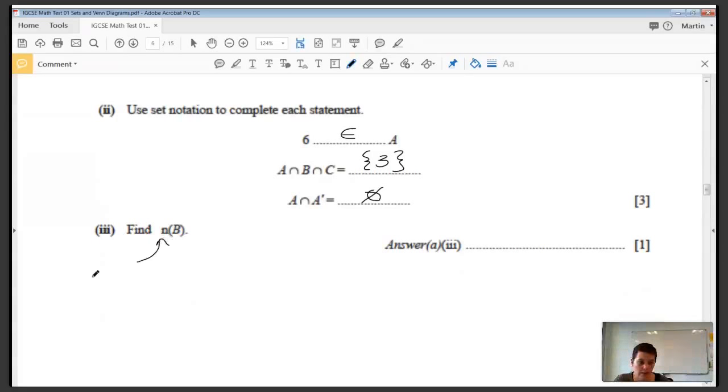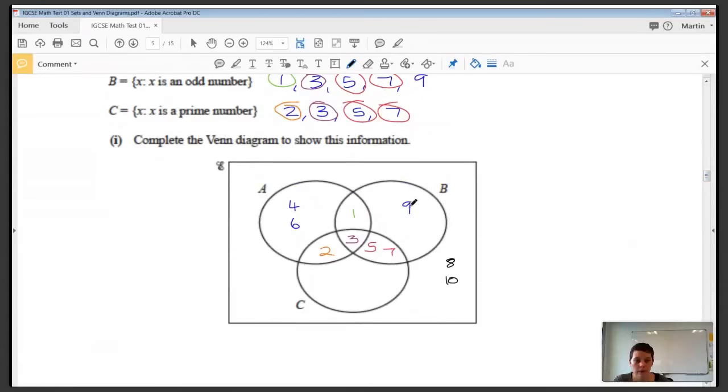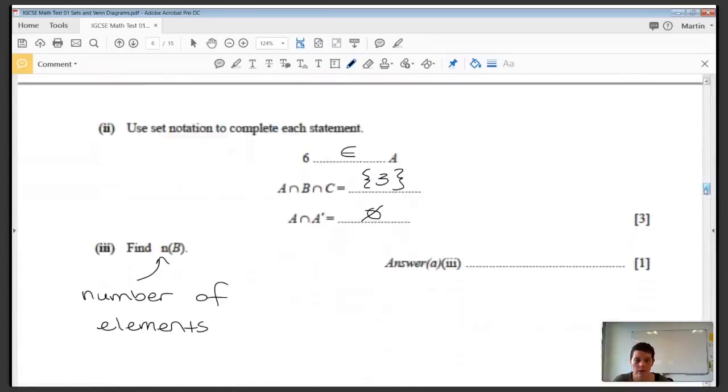Now remember that n means number of elements. So they don't care what numbers are in B, they just want to know how many numbers are in B. So if we go back up, in B we have 1, 2, 3, 4, 5 numbers. So our answer for this one, the number in B equals 5. Because when we have the number of elements, we're just counting them.